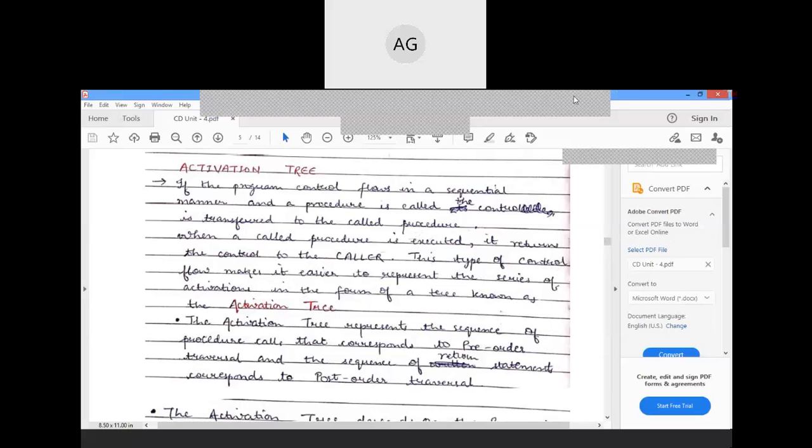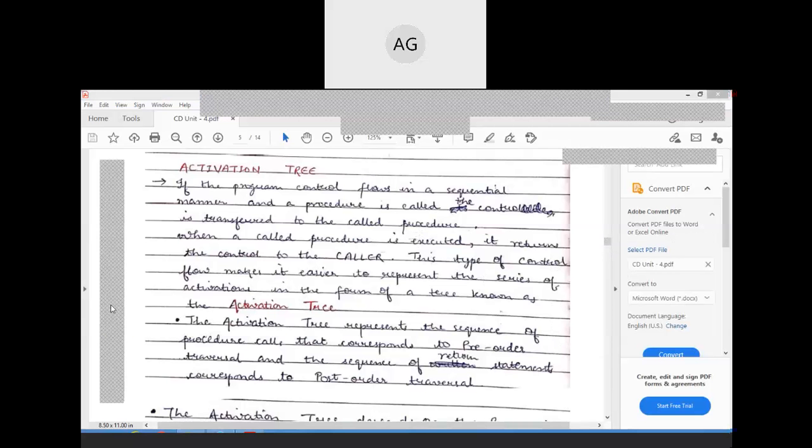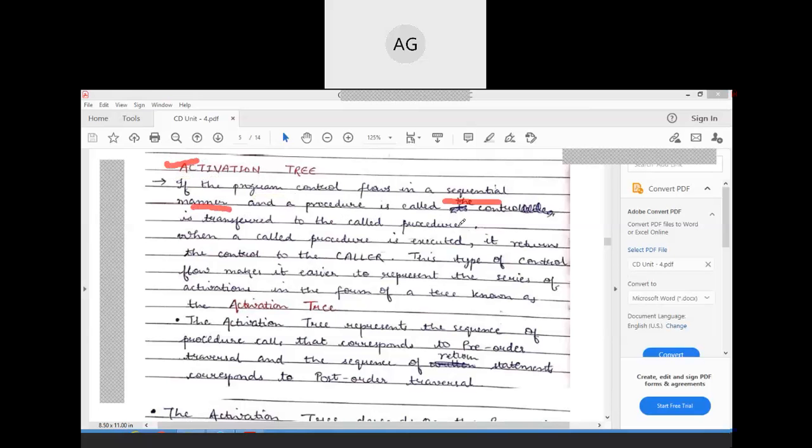Now the next important topic of this unit is the activation tree. You already studied many types of trees, and in this unit you are going to study a new type of tree, which is known as the activation tree. If the program control flows in a sequential manner and a procedure is called, the control is transferred to the called procedure. When the called procedure is executed, it returns the control to the caller.